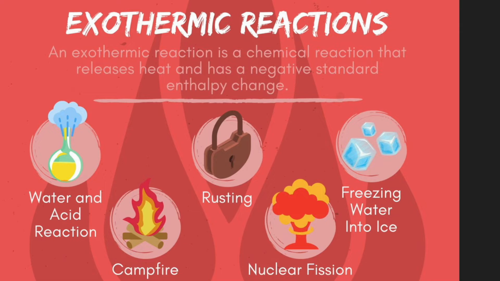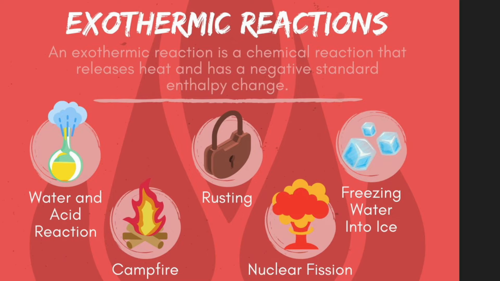Bonds in the product are stronger than the bonds in the reactants. In exothermic reactions, the products have less energy or heat content than the reactants, and this reflects in the energy profile diagram. The enthalpy is negative. Enthalpy is nothing but the sum of internal energy and the product of its pressure and volume, and is represented by the symbol delta H.